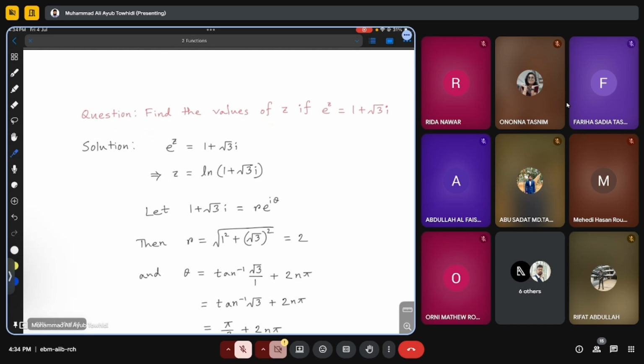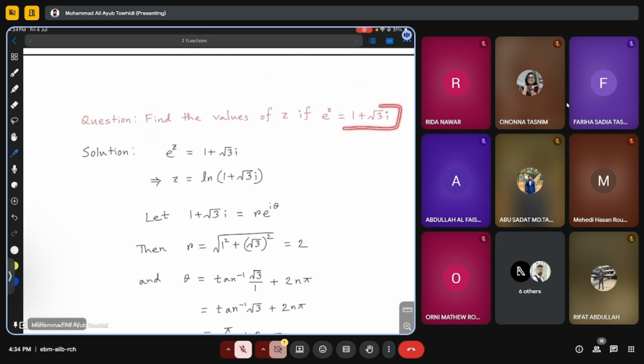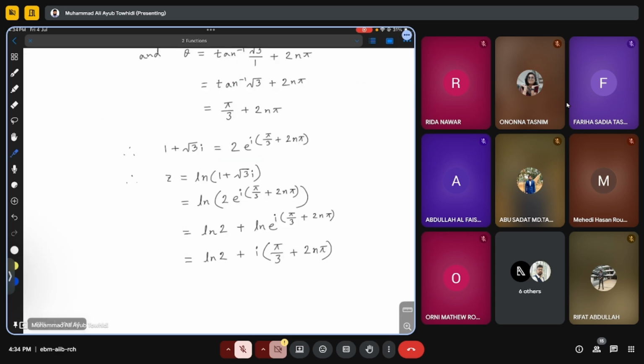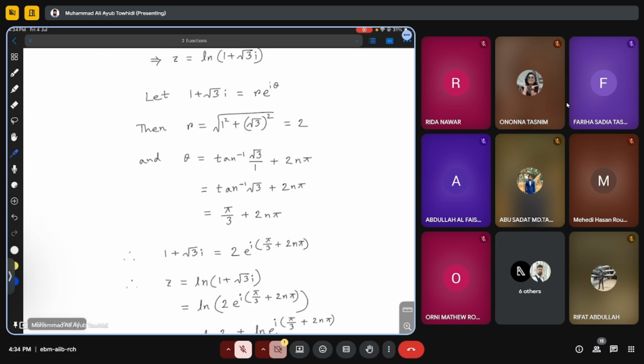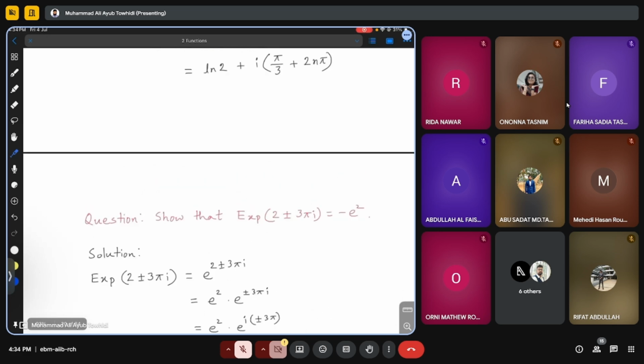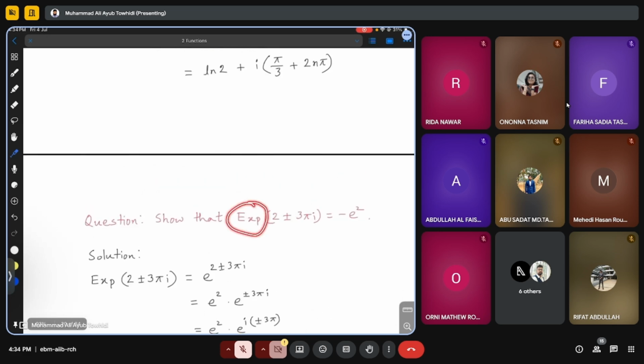Similarly, this one, e to the power z equals some number. So in this case also, we can take z equals ln of 1 plus root 3i, then convert it into polar form. Then the rest of it should be the same. Again, exp means e to the power something. It's also written in this notation. It means e to the power 2 plus minus 3 pi i.